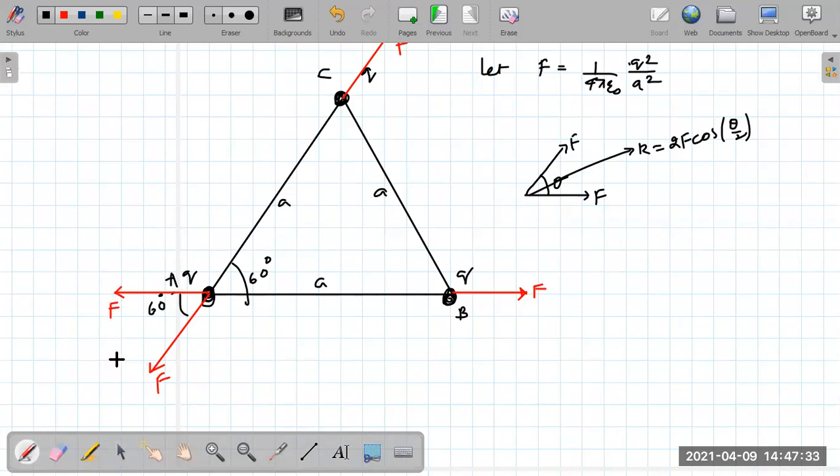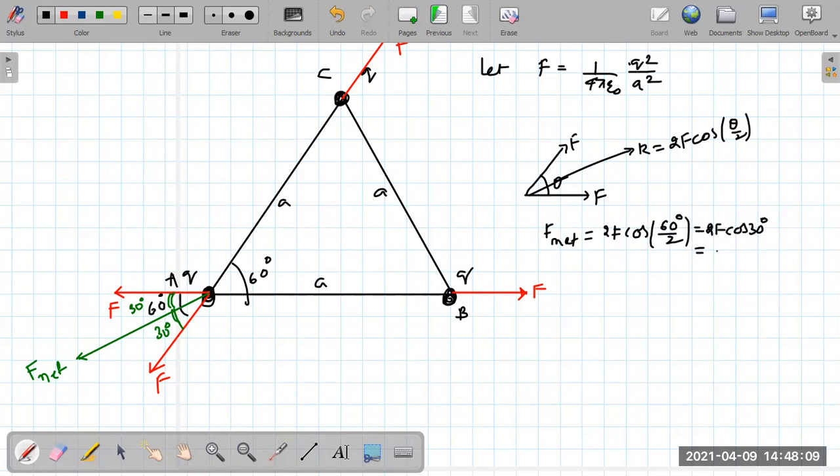Yes, very good, correct. Here, if we want to calculate the net force, we know that it will bisect this angle, 30 degrees and 30 degrees. And the value of the resultant F net is equal to 2F cos of 60 by 2, that is 2F cos 30. Cos 30 means root 3 by 2. So the net force on A is root 3 times F.